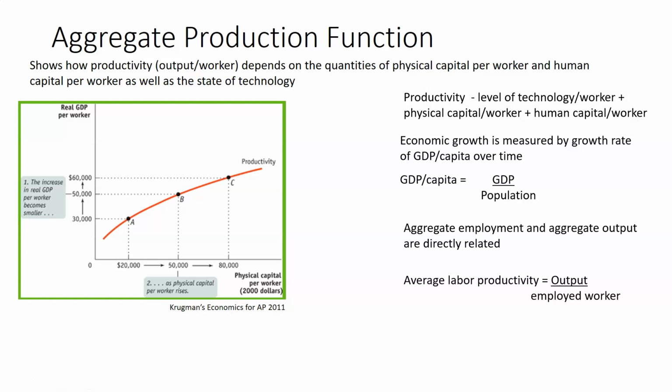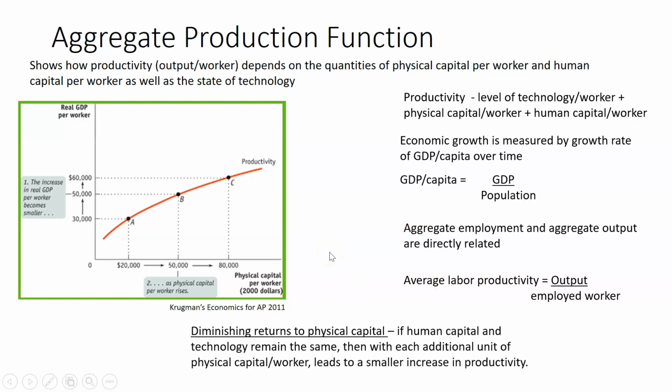And the aggregate production function shows that output per capita is positively related to both physical capital and human capital. And so that's a really important concept. But notice here that the slope is not always going at the same rate. It starts to level off as you have more and more of the physical capital.